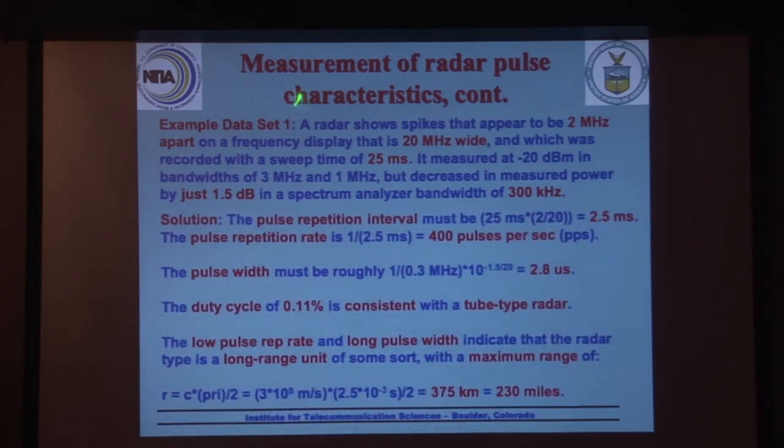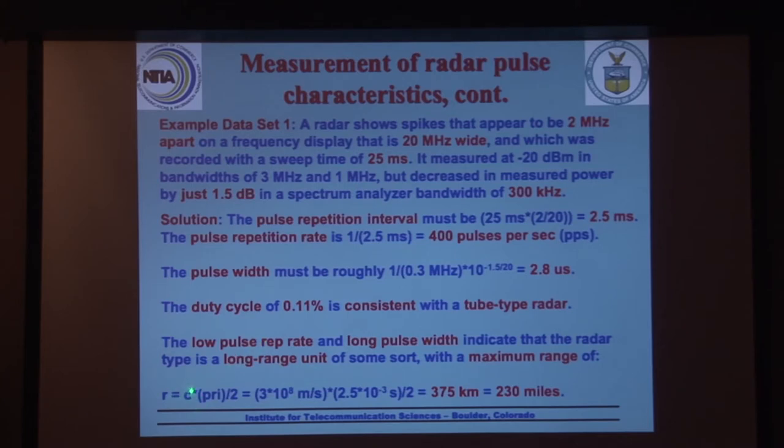So, what are the characteristics? Well, the PRI has to be, and we do the math here, 2.5 milliseconds. So, the pulse repetition rate is 400 pulses per second. What's that? Long-range radar. Gotta be. Pulse width, 2.8 microseconds. Long-range radar. Duty cycle, divide the pulse width by the pulse repetition interval, you get 0.11%. Is it a tube or a solid state? Tube-type radar. Bingo.